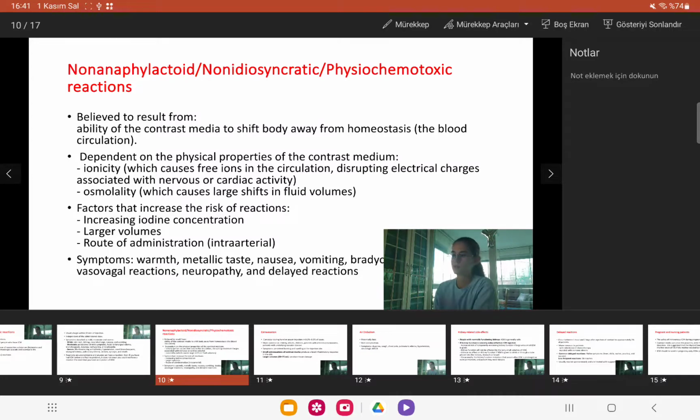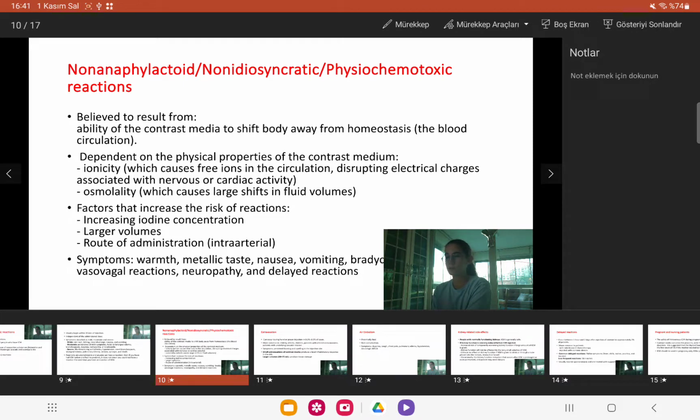Non-anaphylactoid reactions are believed to result from the ability of the contrast media to shift the body away from homeostasis, especially shifting the blood circulation away from homeostasis. These types of reactions depend on the physical properties of the contrast medium, such as its ionicity and its osmolality.